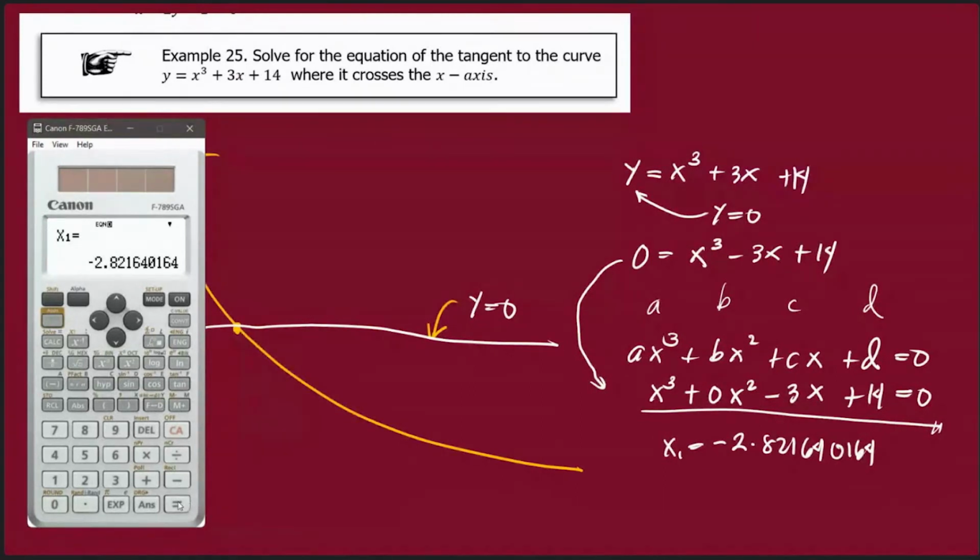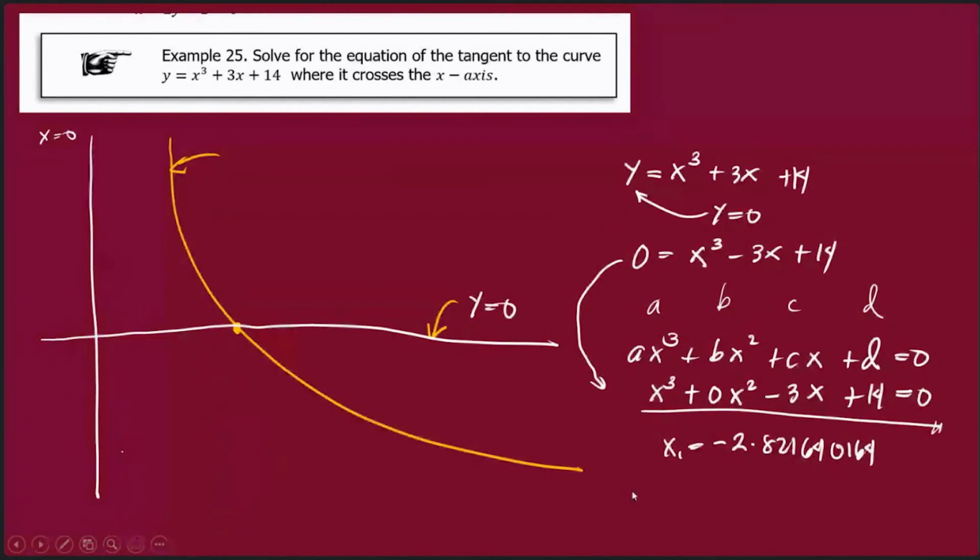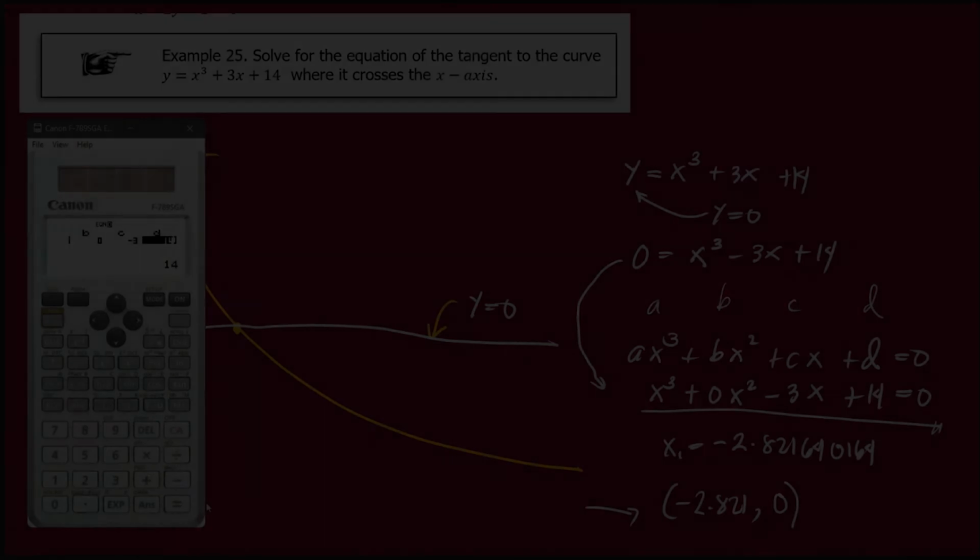And when you press equal again, you have your x sub 2. This time, this is imaginary. This is a complex number. Okay? Complex number here. So we disregard it. When you press equal again, you get x sub 3. Okay, this is also imaginary. So we disregard it. So our only real number value is negative 2.821640164. Positive 3, sir, because x squared plus 3x.